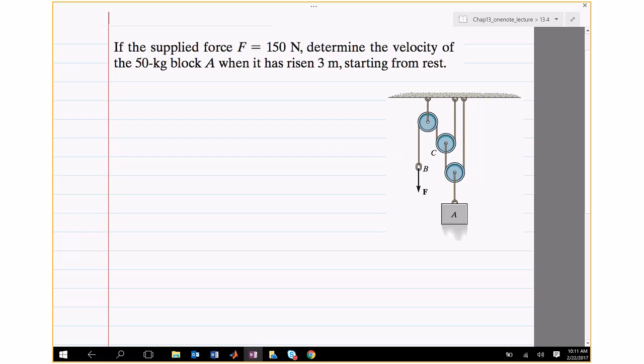Okay, so if a force F is applied, which is 150 newtons, as shown, determine the velocity of the 50 kg block when the block has risen by 3 meters starting from rest. So it's been told that this block moves 3 meters up starting from rest. You're going to find the velocity of the 50 kg block. So V is how much when this block moves up 3 meters. Okay.